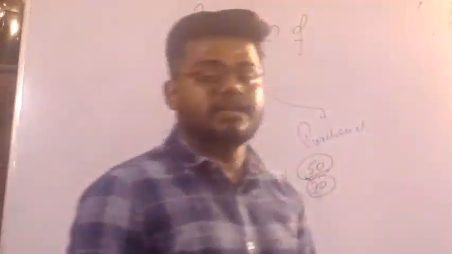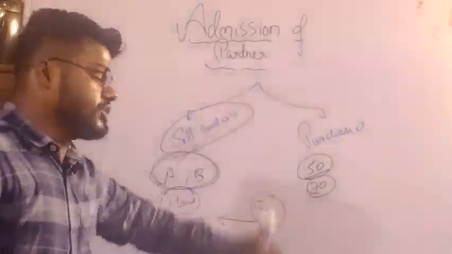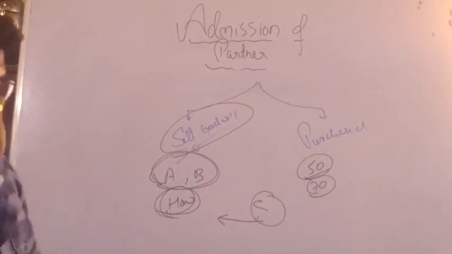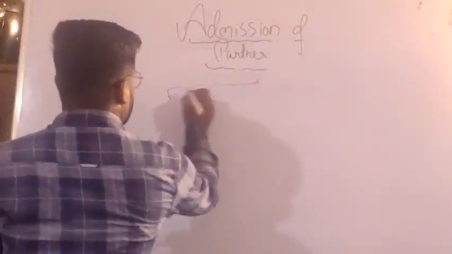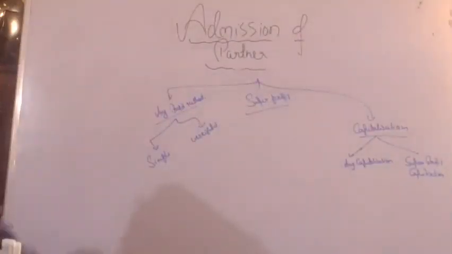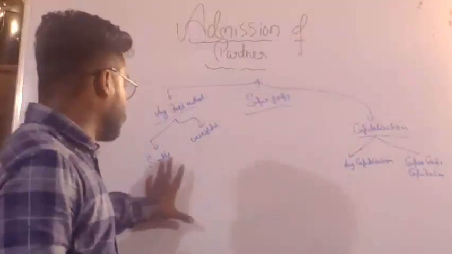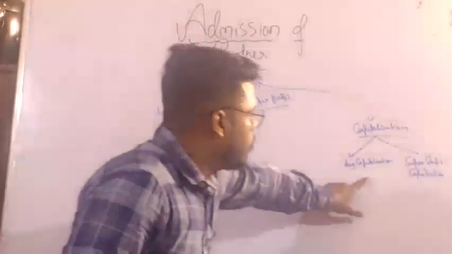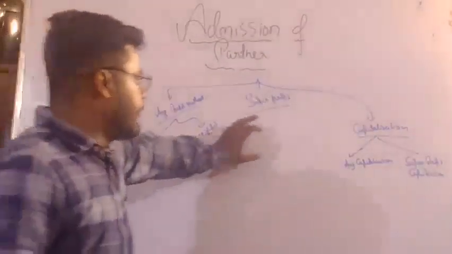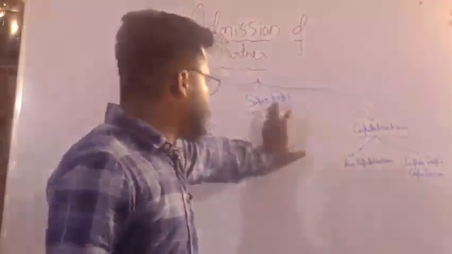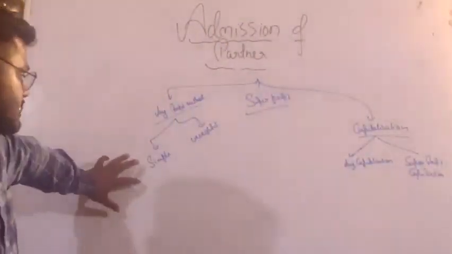Basically, in partnership, we are going to cover self-generated goodwill, and in issue of shares, we will cover purchased goodwill. Okay. Right now, we will start with the calculation of goodwill. In total, there are 5 methods of calculation: simple, weighted, average, super average and super profit. I'll start with simple.